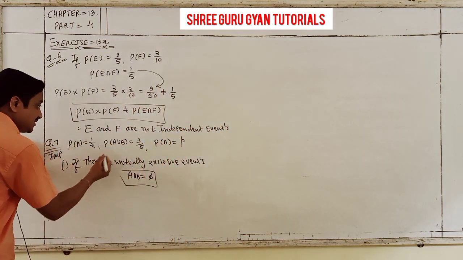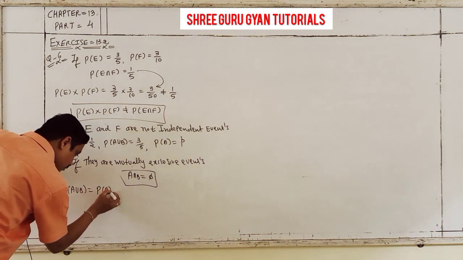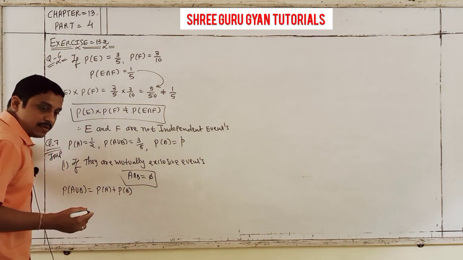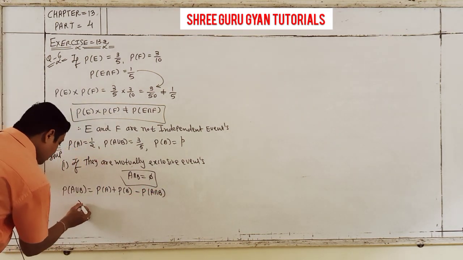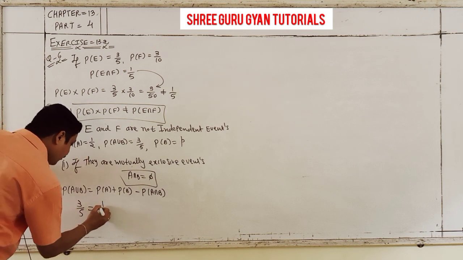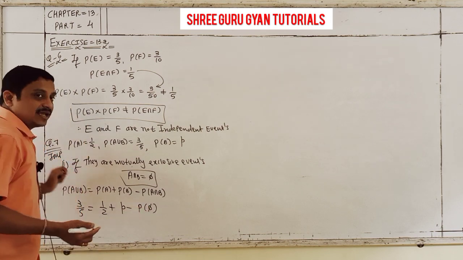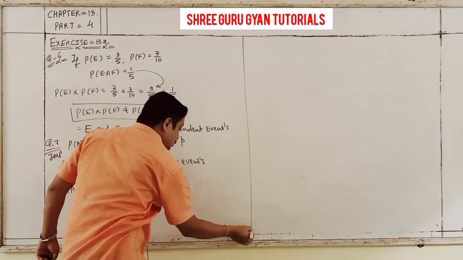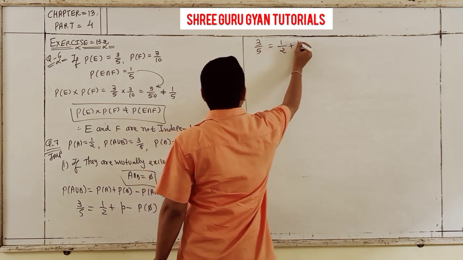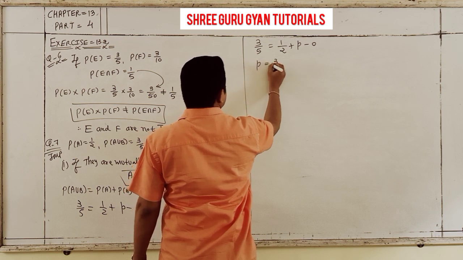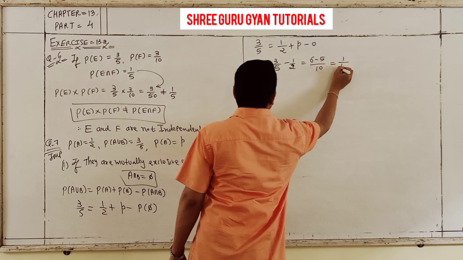So in my case, P of A union B, I will write as PA plus PB minus P of A intersection B. P of A union B is 3 by 5, P of A is half, P of B is small p, and here, students, the null set probability, you know very well, is 0. So 3 by 5 equals half plus p minus 0. So my p answer is 3 by 5 minus half, which is 6 minus 5 by 10, which will be 1 by 10.